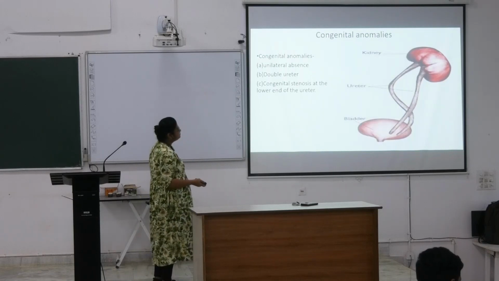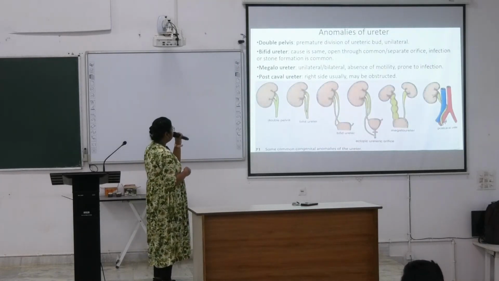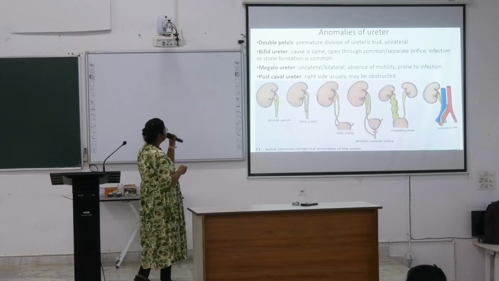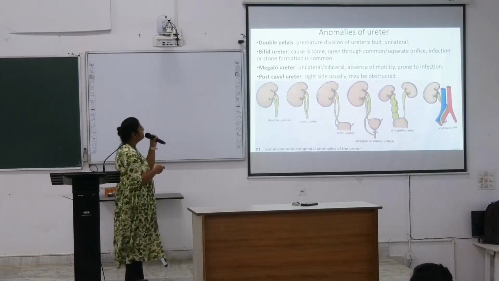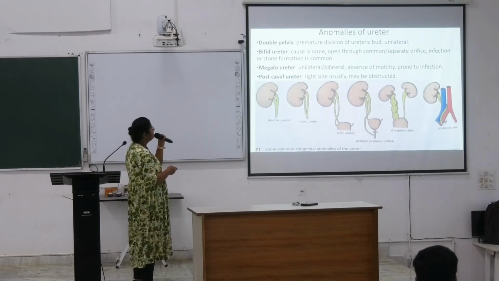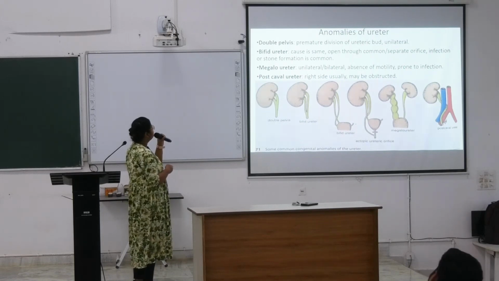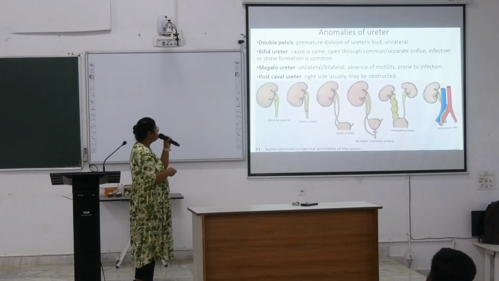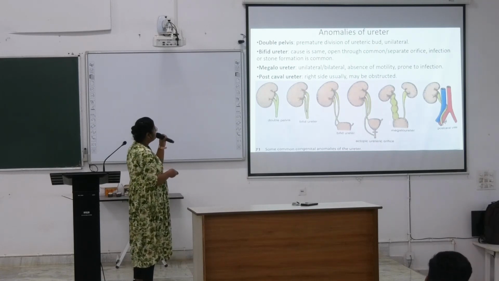Next, double pelvis, two pelvis are present. Premature division of the ureteric bud, unilateral. Bifid ureter, this is a bifid ureter, causes same, opens through a common or separate orifice, infection and stone formation is common. Megaloureter, this is a bifid ureter, two openings, it is opening via two openings.